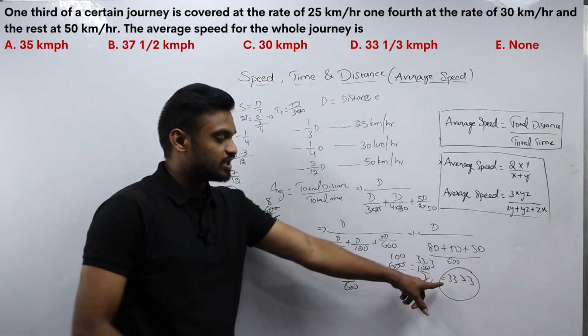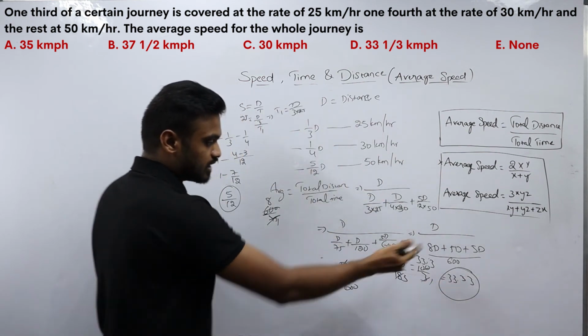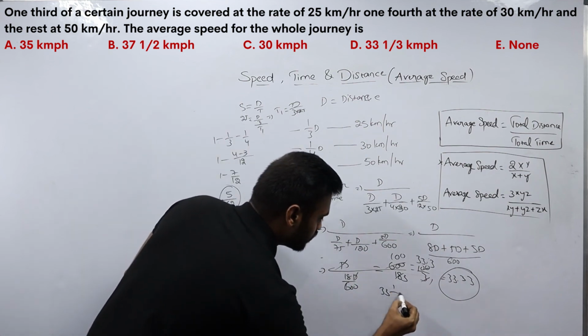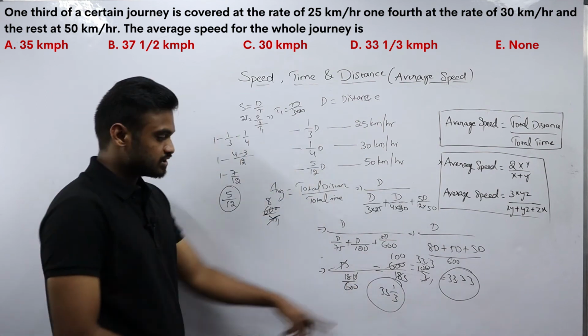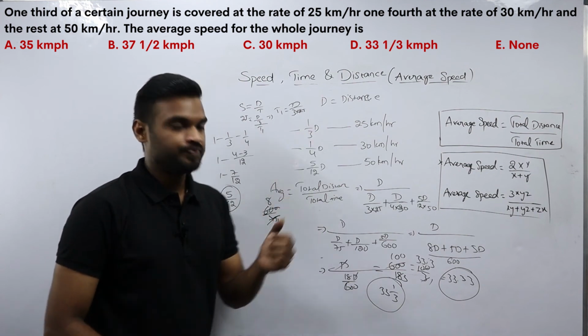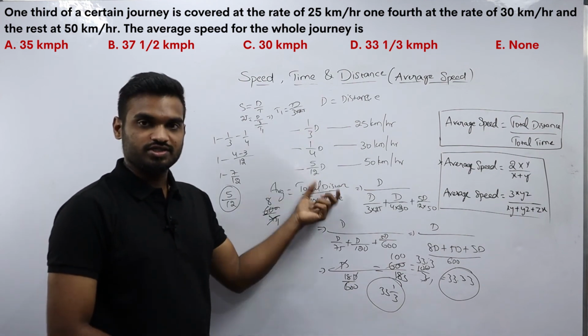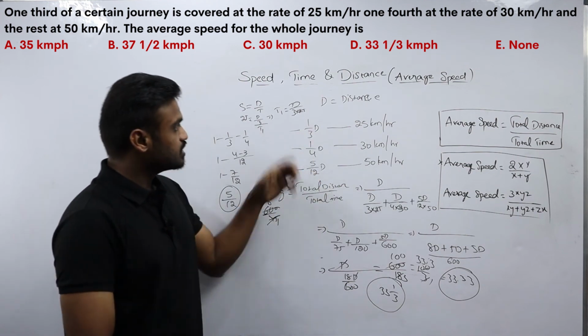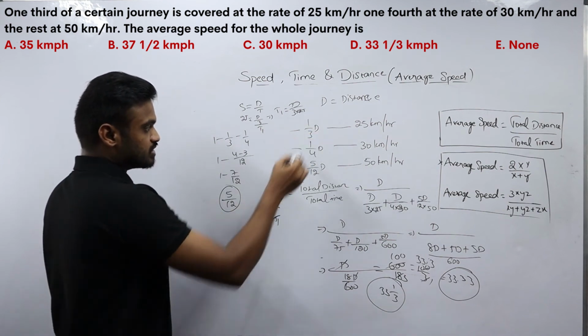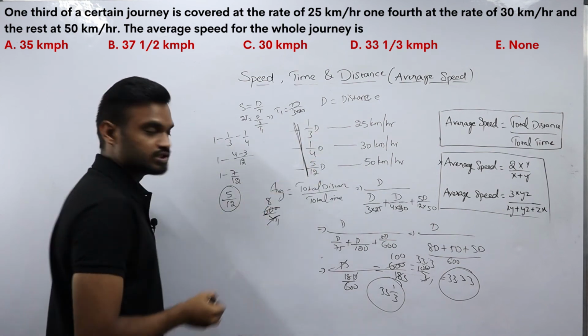This is the total average speed for the whole journey, or we can also write it as 33 1 by 3. Okay, this is the total average speed for the whole journey. Always try to solve using this basic method only, because here also the total distance in all three cases is not the same.